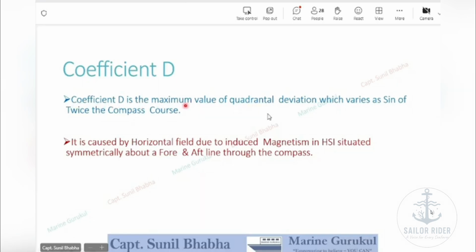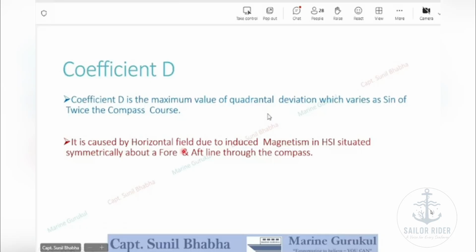Coefficient D is the maximum value of quadrantal deviation. Now this is the first difference which you see in this particular deviation. It is a quadrantal deviation. Coefficients Bravo and Charlie which we saw were semicircular deviation. This one is a quadrantal deviation, meaning every quadrant or every 90 degrees it changes its sign from east to west or west to east. And it varies proportional to sine of twice the compass course, or sine of 2 into compass course.